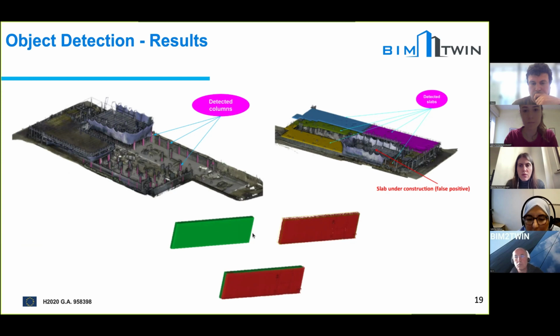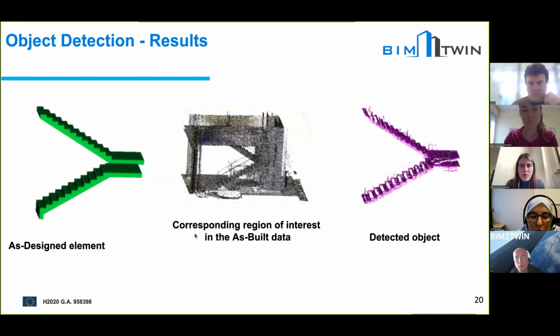Here we tested our algorithm to detect walls from another data set. We can see that the detection is correct. And then we have a harder situation where we try to detect the cells. We have here the as-designed element, the corresponding region of interest, and then the detected object.